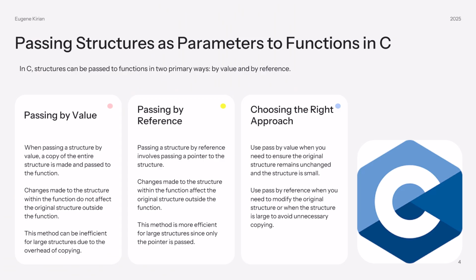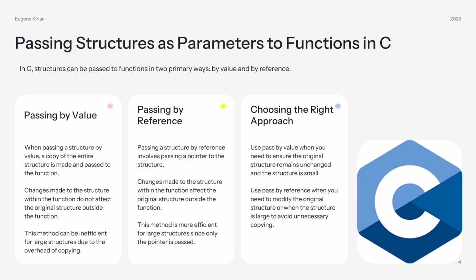In C, structures can be passed to functions in two ways, by value and by reference. Passing by value creates a copy of the structure, which is then passed to the function. Modifications made within the function do not affect the original structure. This approach can be inefficient for large structures due to the overhead of copying.